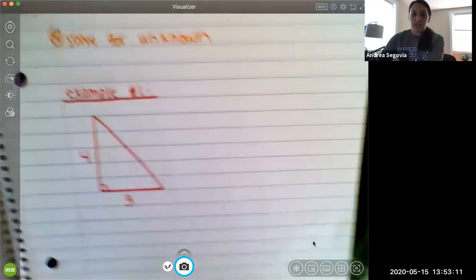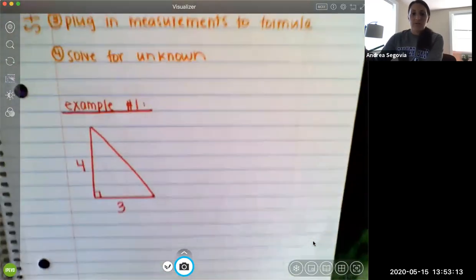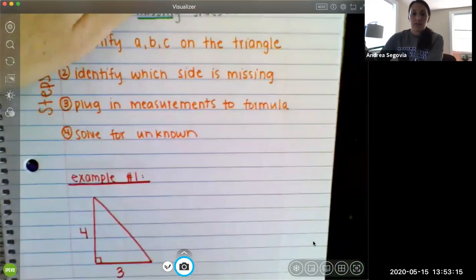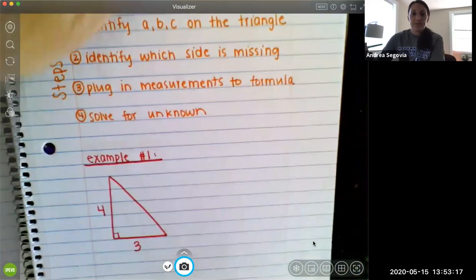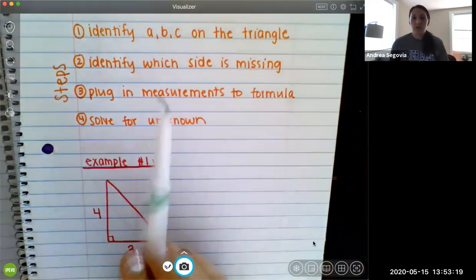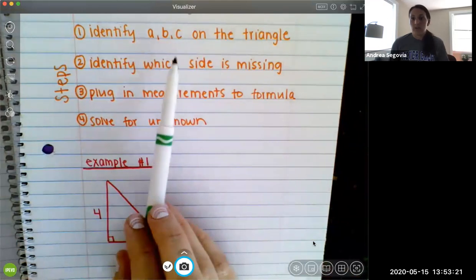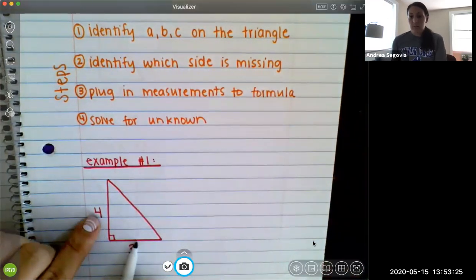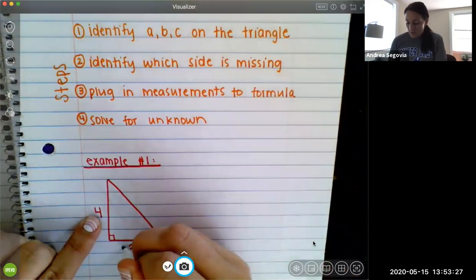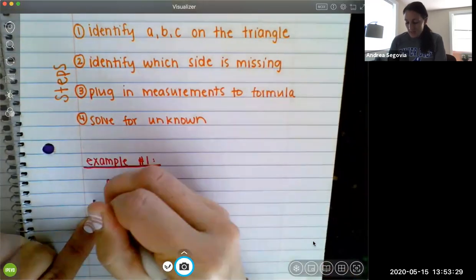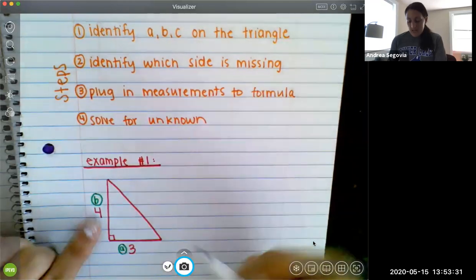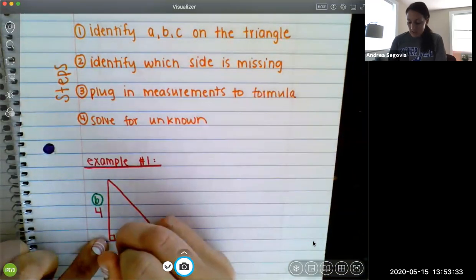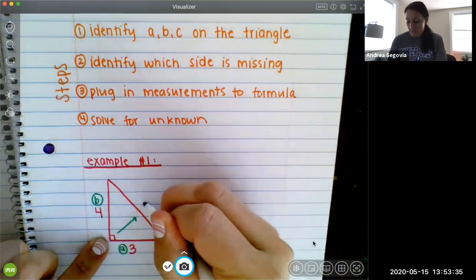Here's our first example. So my first step, I'm going to zoom out a little bit so we have our steps identified there for us. Okay, step 1 says to identify A, B, and C on the triangle. Okay, we know how to do that. Start at your right angle. The 2 sides represent our legs. So I'm going to call this leg A and this leg B. Go back to my right angle, go to the side directly across. That's going to be side C.